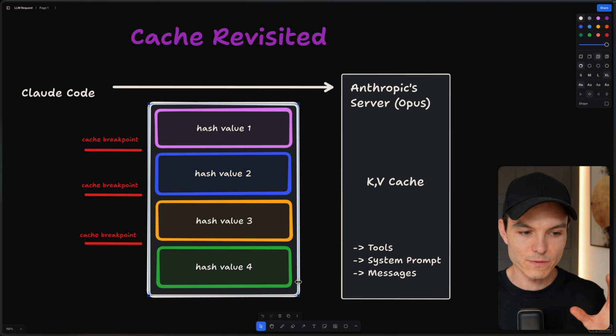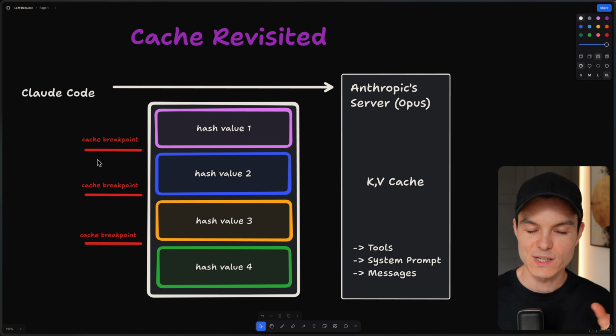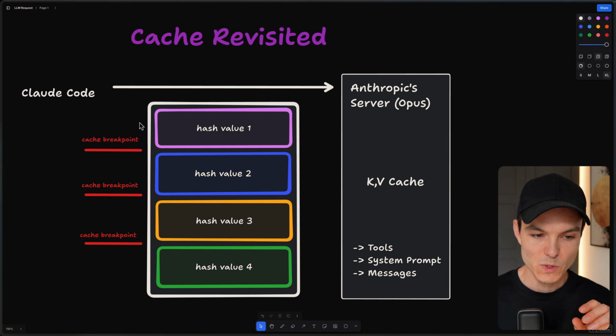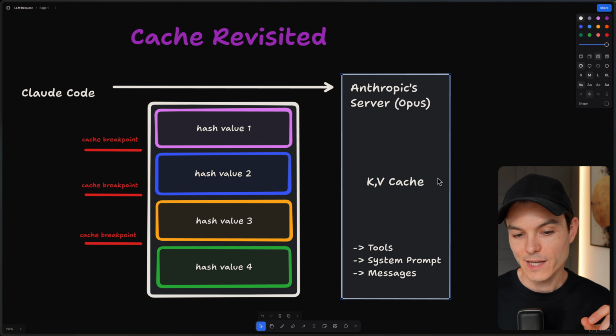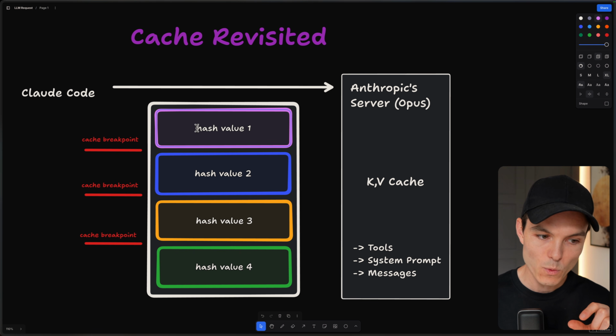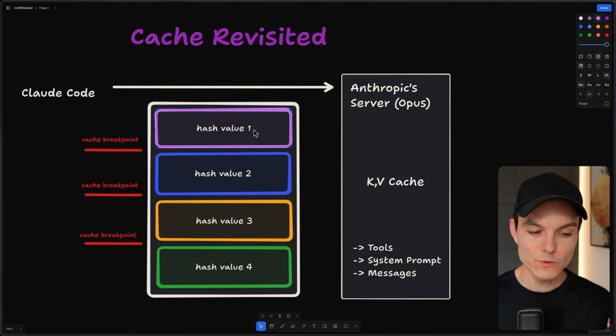Now, of course, it's a bit more involved. This whole big chunk of text is actually split into several blocks. Every block is marked by a cache breakpoint, which is essentially a cache boundary. So whenever we send this big request to the LLM, it would take the first block before the first cache breakpoint. It would look at its cache, and if it finds the hash value 1 of this block, it would take the attention scores from the cache, and it would move to the next block before the next cache breakpoint.